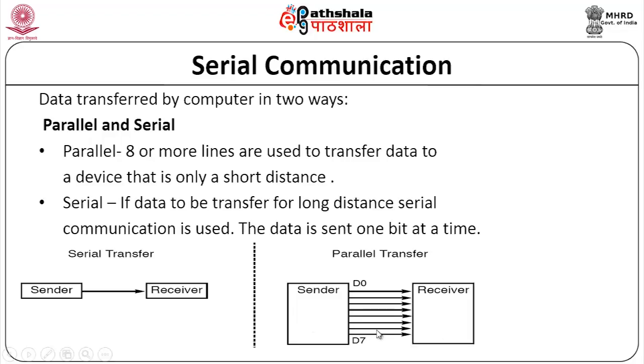When I am comparing these two, the serial transfer requires only one wire as the communication resource. That is more than sufficient to transmit because we will be using only one bit. But in parallel communication I need more wires; if it is 8 bits, I need 8 wires to communicate from sender to receiver. In serial communication it takes more time, but in parallel communication it takes less time, but the resources needed are more.